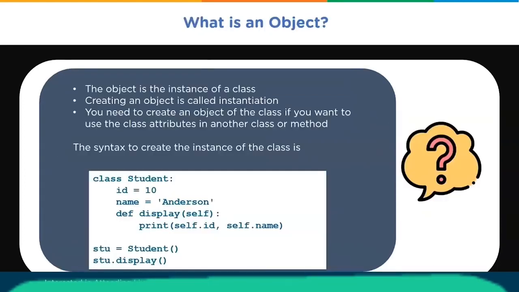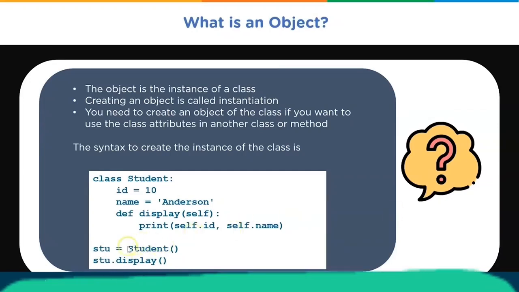Now moving ahead, let's look at what is an object in Python. An object is also called an instance of a class, and the process of creating this object is called instantiation. You need to create an object of the class if you want to use the class attributes in another class or method. The procedure to create an object is similar to a function call.